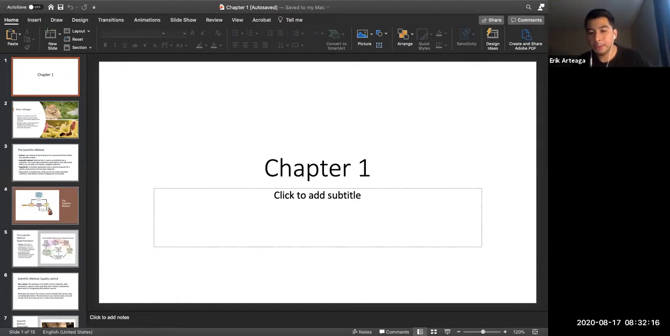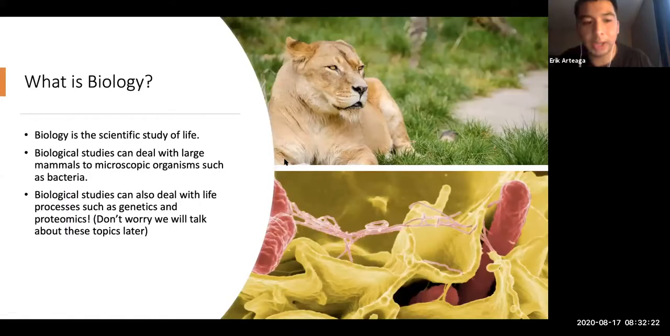All right. So chapter 1. All right. So what is biology? So biology is the scientific study of life. Okay. So biological studies can deal with large mammals to microscopic organisms such as bacteria. I will be talking about bacteria a lot in this class because I love bacteria. That is my specialty. I am a microbiologist.